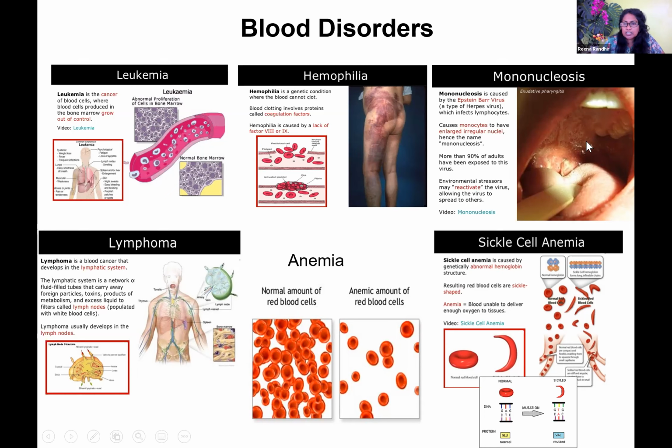Mononucleosis is caused by a virus. It will attack the monocytes, and then they will have an enlarged nucleus. That's what's called mononucleosis. Lymphoma is also a type of blood cancer. There's Hodgkin's and non-Hodgkin's. So these are the main types of blood disorders.